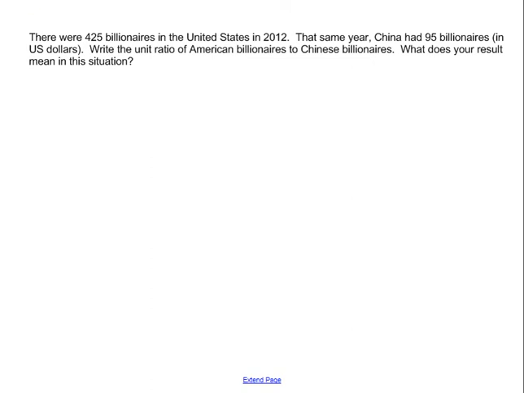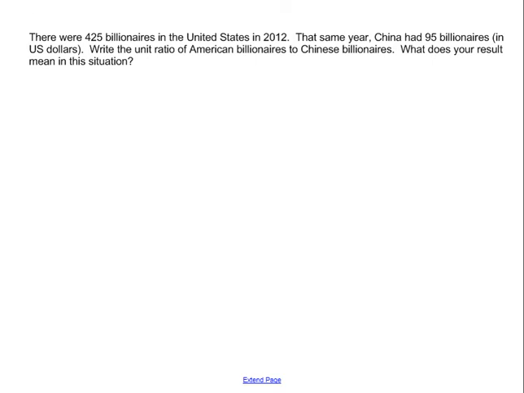There were 425 billionaires in the United States in 2012. That same year, China had 95 billionaires in US dollars. Write the unit ratio of American billionaires to Chinese billionaires. What does your result mean in this situation?